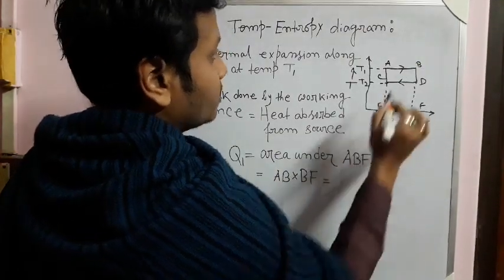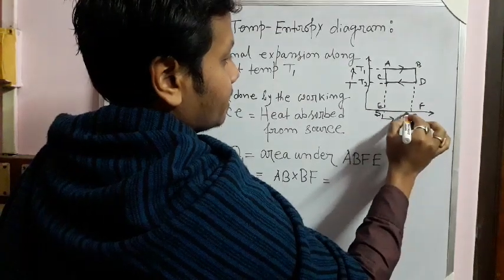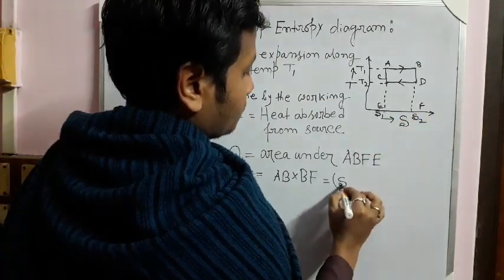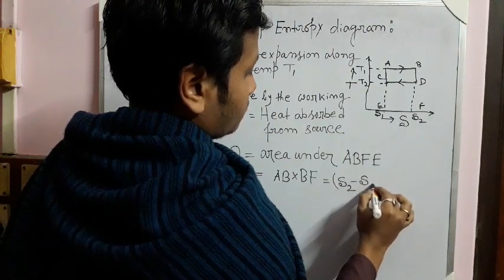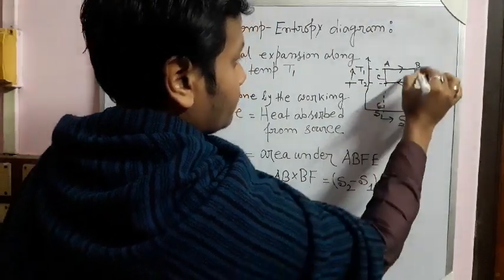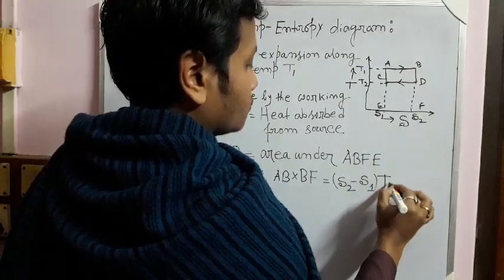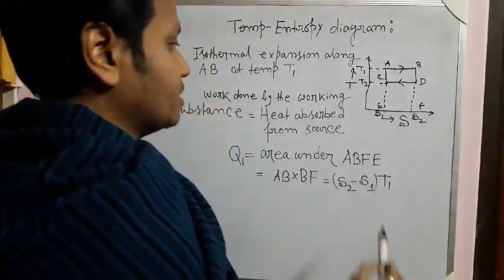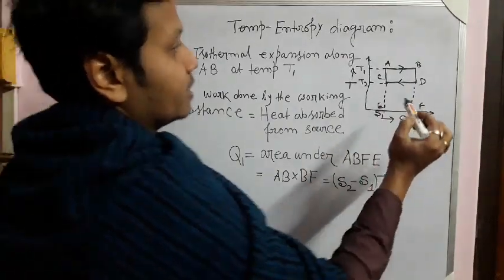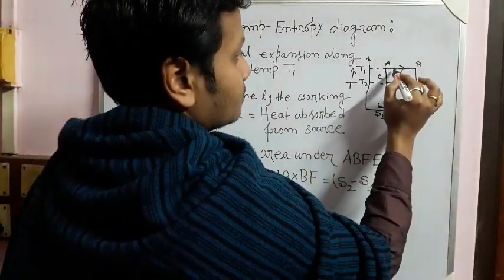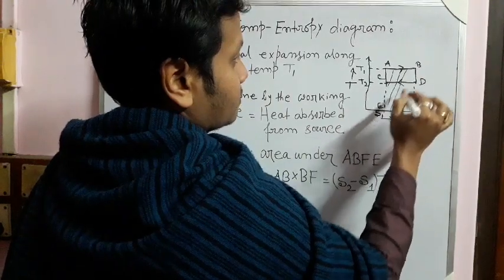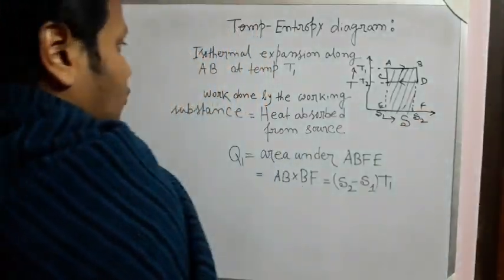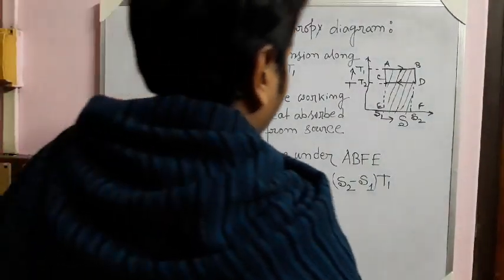Now what is my AB? AB is simply EF, and what is EF? S2 minus S1. And what is BF? That is simply T1. So this is the heat absorbed from the source, which is represented by the area ABFE, that is this total area.